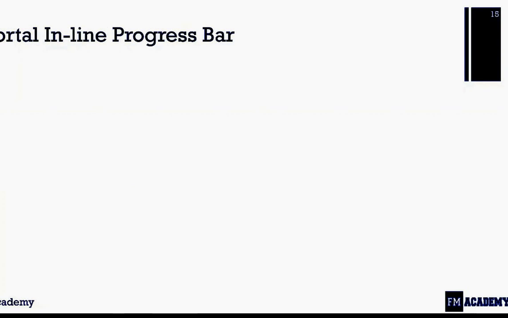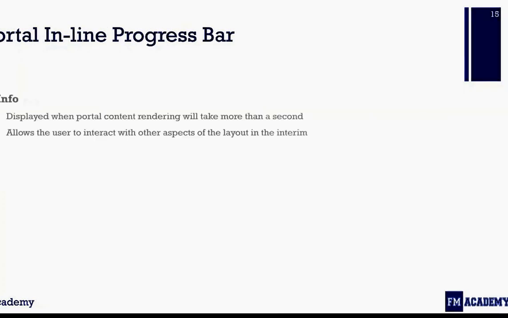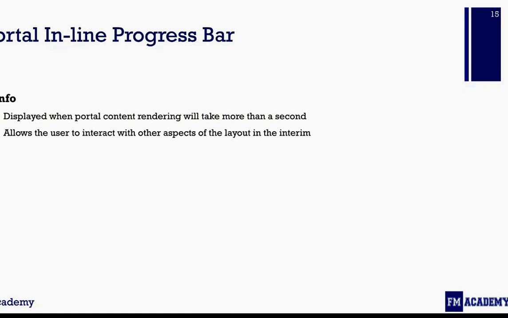The portal inline progress bar is the next new feature I want to talk about. Basically, when a portal on a layout is going to take more than a second to render and display the content, regardless of the parameters, it doesn't matter how many records are in there, whether there's sorting going on or filtering or whatever other things might be impacting the performance. If the solution determines it's going to take more than a second to do that, or it hits that limit, whatever the algorithm is, it's going to display a progress indicator while it allows the user to interact with other areas of the layout.